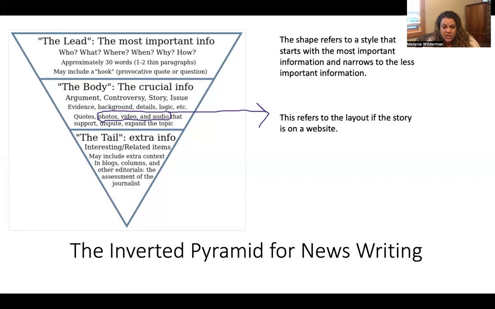The inverted pyramid, it's been around for a long time. It's a tried and true format for news writing. It allows us to get the most important information out to our readers quickly and in a concise, succinct manner. And it has stood the test of time. It works really well.